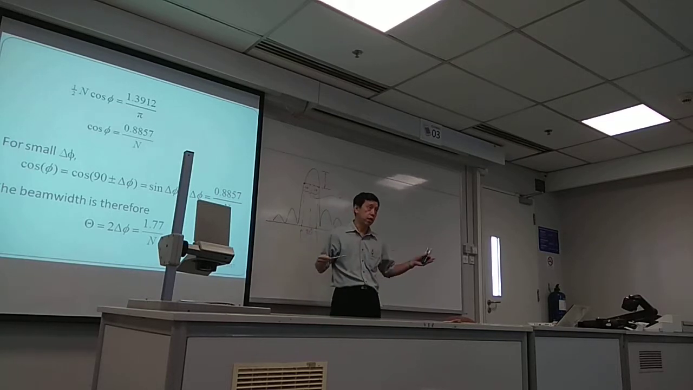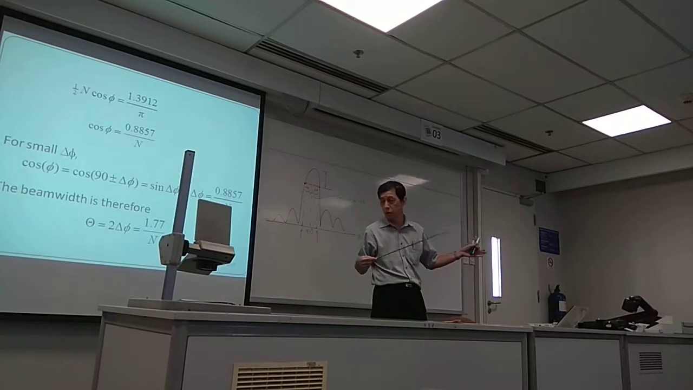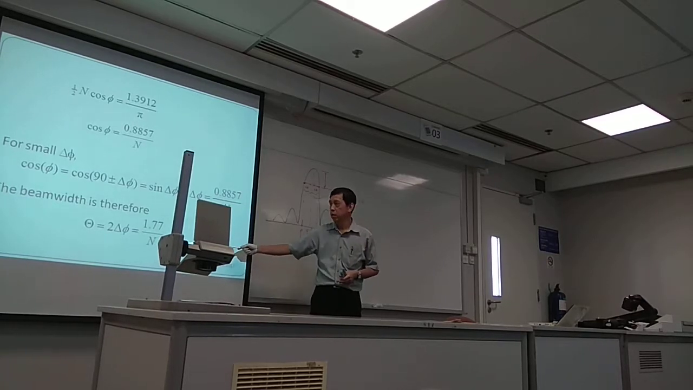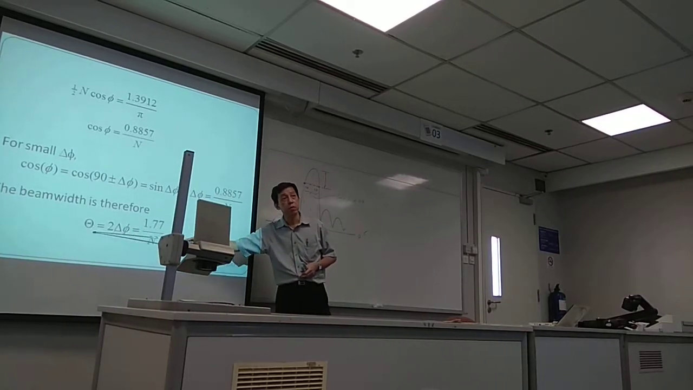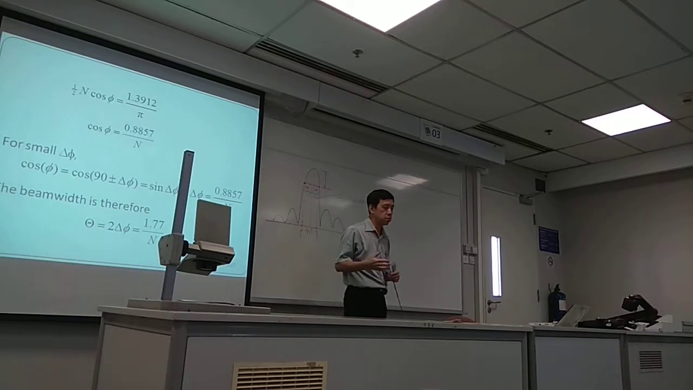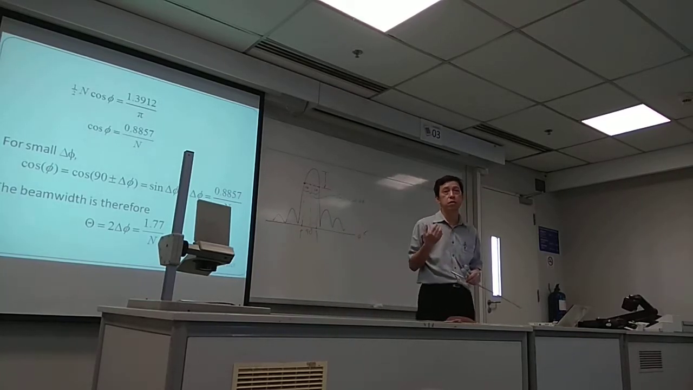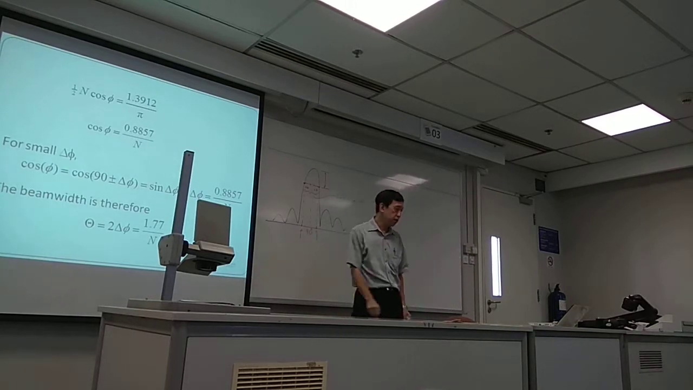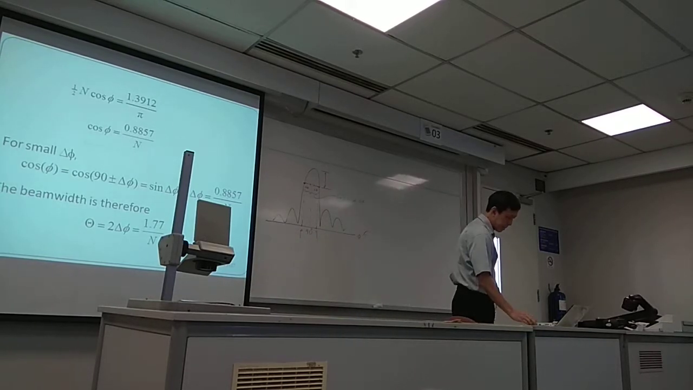So the larger the n, which means the more the number of elements, the larger the aperture, then the smaller the beam width. So n appears in the denominator, right? Does it make sense? Also in this case, it makes logical sense, right? So that gives you the beam width of the linear array.